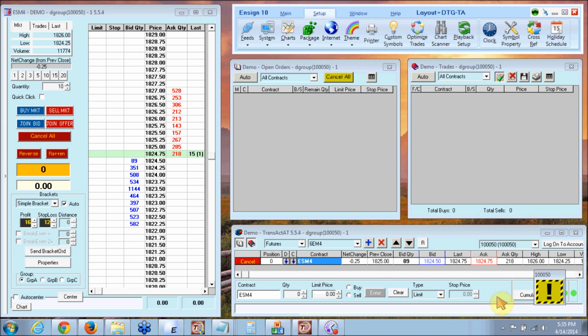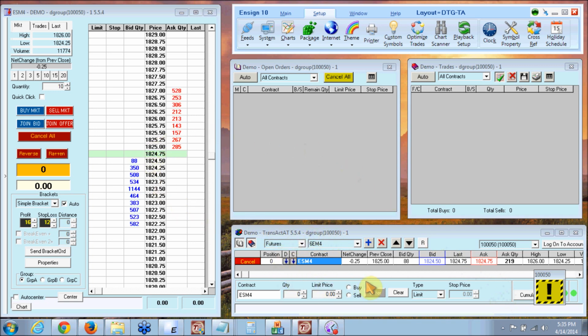Welcome, Delta Traders. Today we're going to talk about placing a trade with the TransAct Trading ladder. There are several different items that you'll need to discover about this. First of all, you have four windows open.